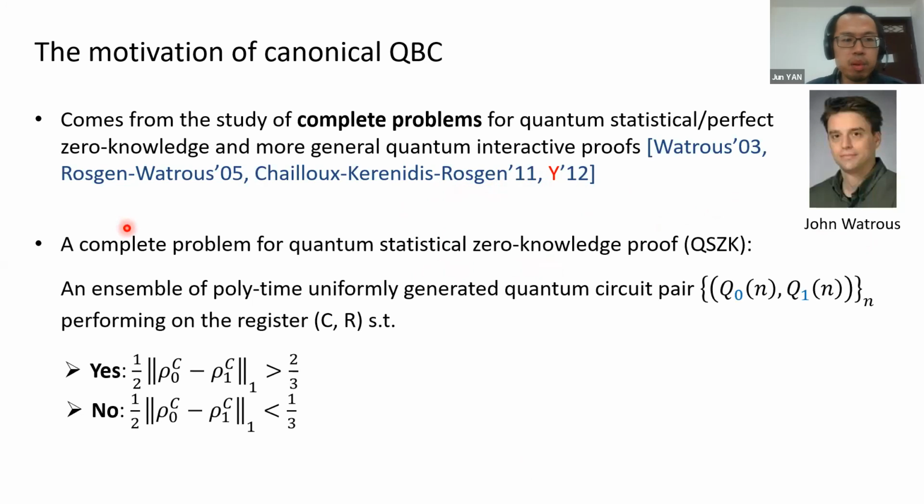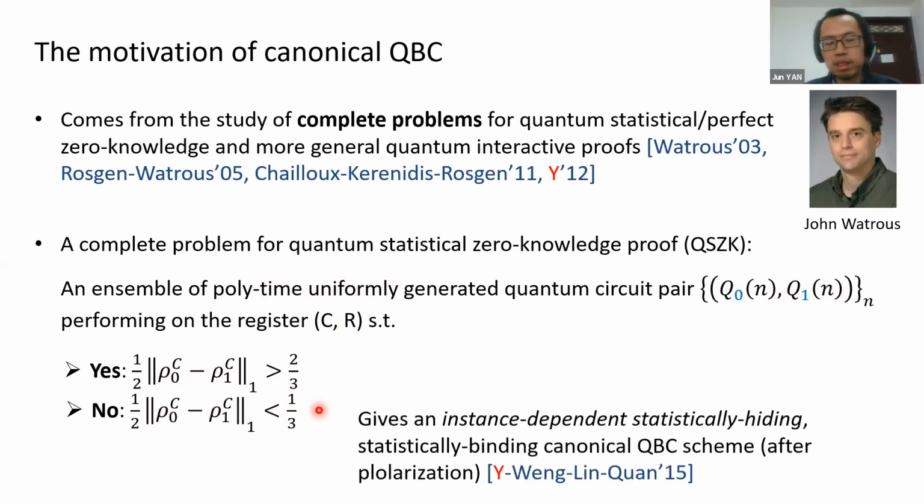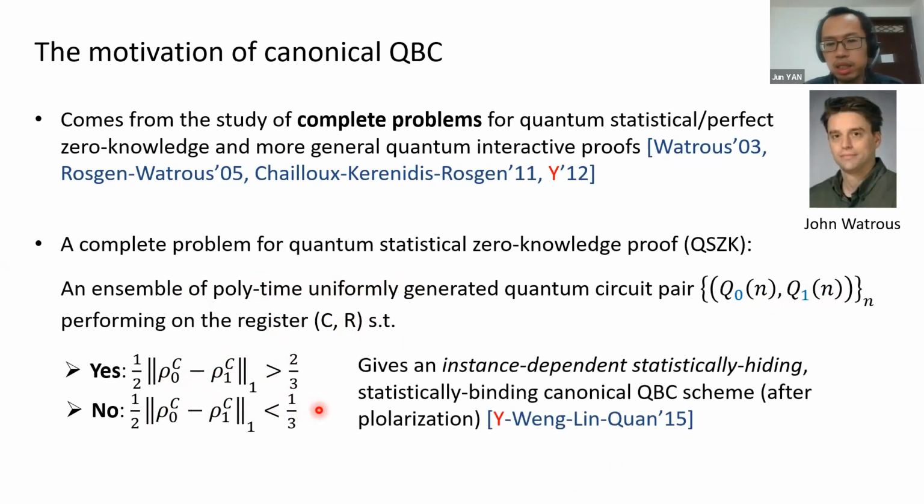Let's look at the complete problem for quantum statistical zero knowledge proof. It is an ensemble of polytime uniformly generated quantum circuit pairs Q0, Q1 acting on C and R, such that the trace distance between ρ0 and ρ1 is at least 2/3. This is for yes instances, while for no instances, their trace distance is no more than 1/3. We know that this already gives an instance-dependent statistically hiding and statistically binding canonical QBC scheme after some polarization.